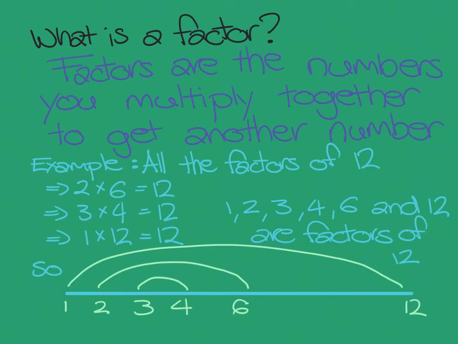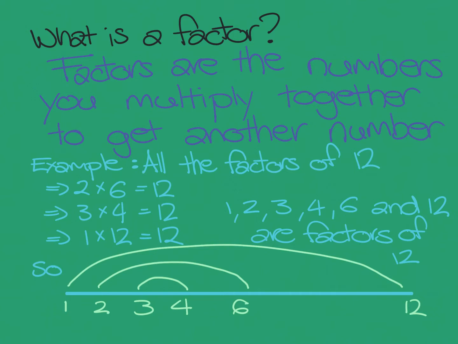So here's an example of that. If our number is 12, there are different factors we can get from that. 2 times 6 is 12, so 2 and 6 are factors. 3 times 4 is 12, so 3 and 4 are factors. And 1 times 12 is 12, so 1 and 12 are factors. So 1, 2, 3, 4, 6, and 12 are all factors of 12.